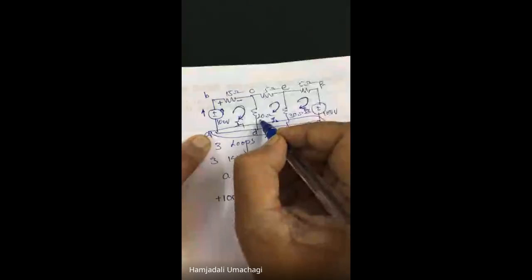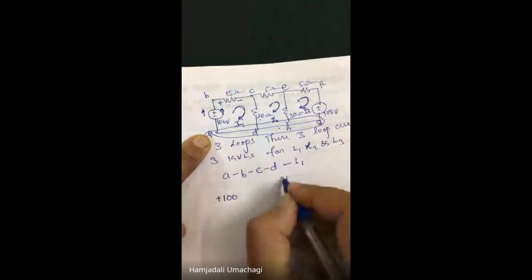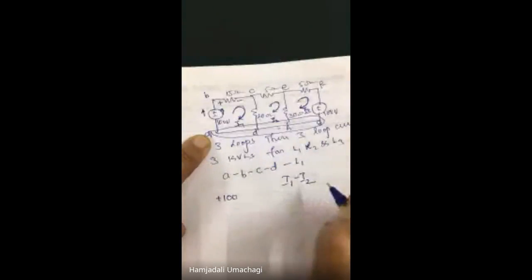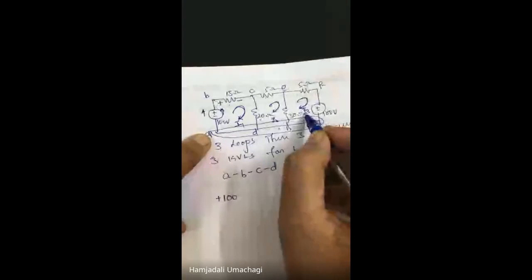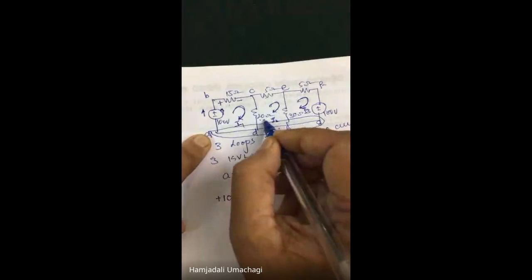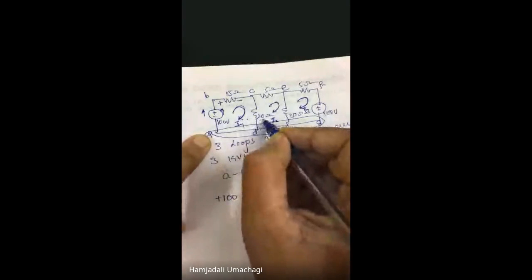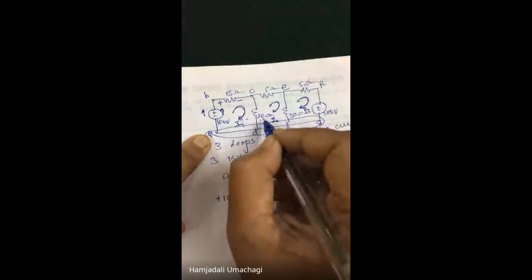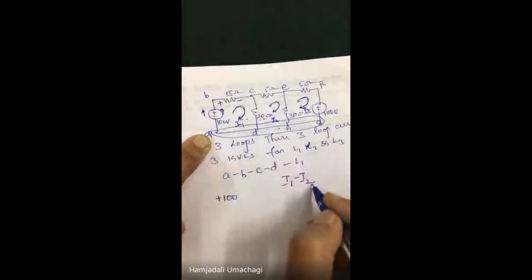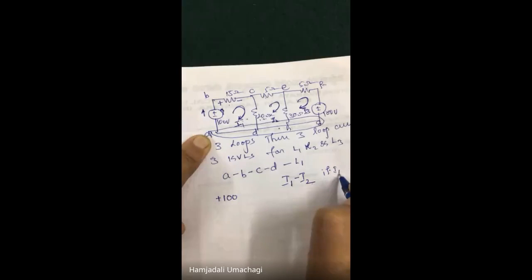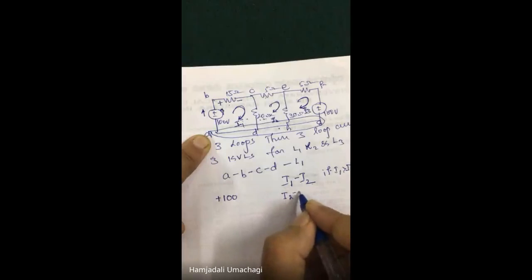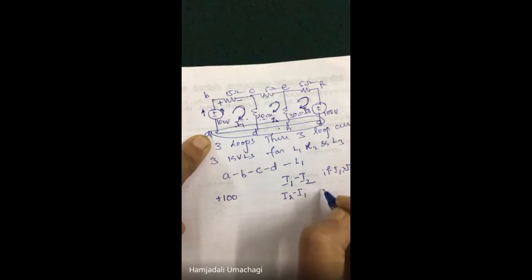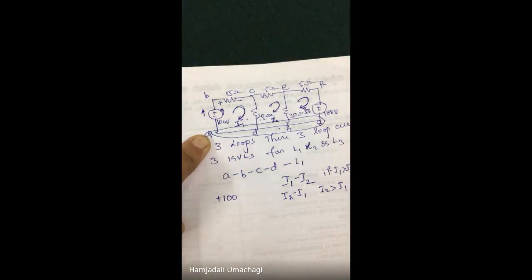Current through the 20 ohm resistor is I1 minus I2. Why is it I1 minus I2? Why not I3? Because it is a common branch between the first loop and the second loop. So those two respective currents are flowing in the 20 ohm resistor. Thus it is I1 minus I2 if I1 is greater than I2. Otherwise it will be I2 minus I1, if I2 is greater than I1. Just mind it.